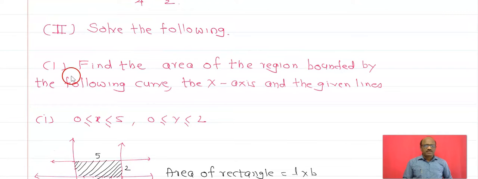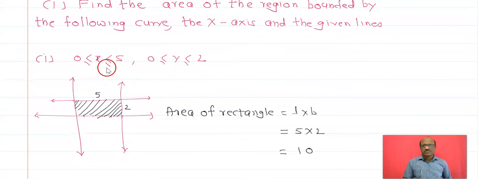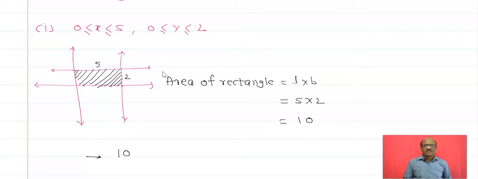Solve the following. Find the area of the region bounded by the following curve, x-axis and the given lines. What is the first question? x lies between 0 and 5, equal to 0 and equal to 5 also, and y lies between 0 and 2, equal to 0 and equal to 2 also. Instead of finding it with definite integration, I write it this way: the area of the rectangle is equal to L into B, 5 into 2, that is equal to 10, and this is the required area.